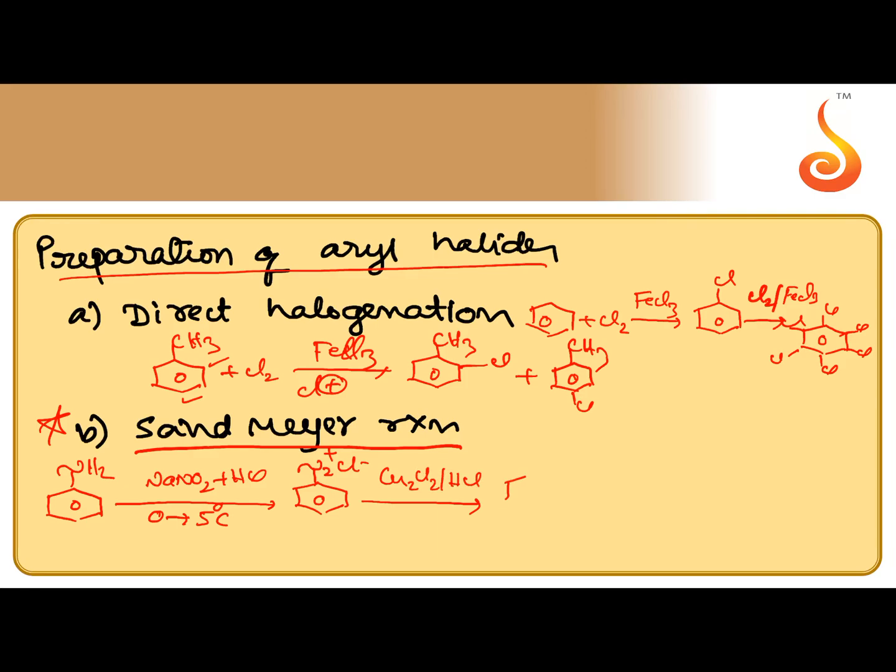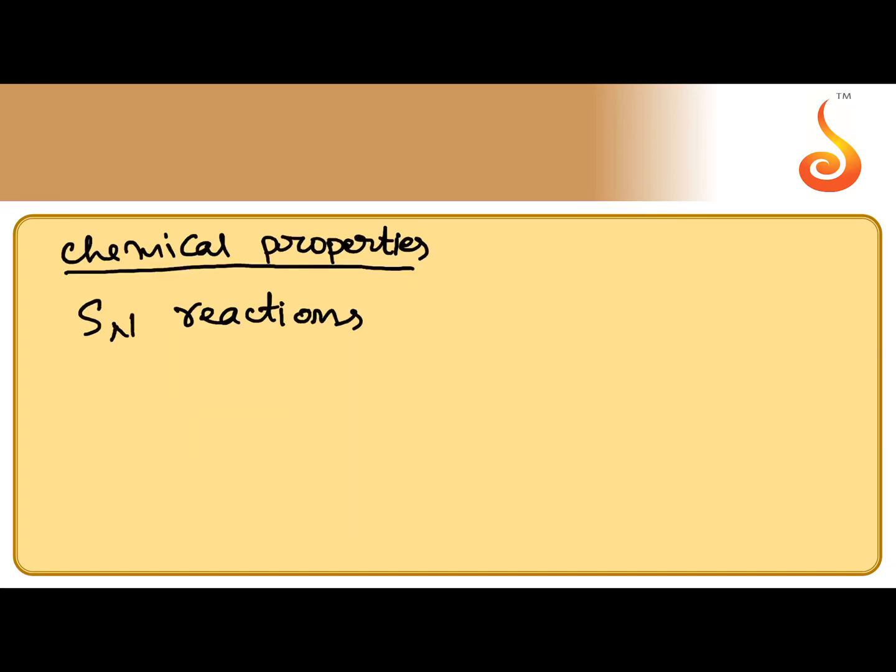After the formation of benzene diazonium chloride, if it is reacted with cuprous chloride and HCl mixture, N2 plus is substituted by Cl minus. Then we can get chlorobenzene and N2 gas is released. Similarly, when we want to prepare bromobenzene, cuprous bromide is taken and we can get bromobenzene. When we want to prepare iodobenzene, potassium iodide is enough. So this is very important reaction.